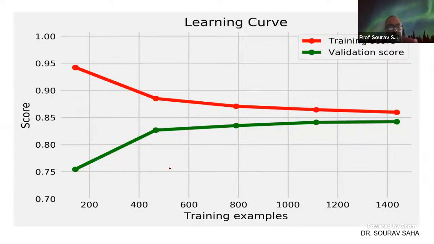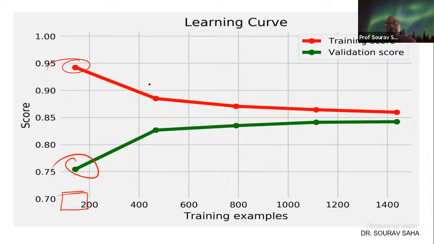If you're having a low number of examples, the one in red is my training score, and the one in green is the validation score. Initially, let's say I have a very small number of training examples, and I see that on the training data my score is pretty high, close to 94%, while on the validation or test data the score is low.